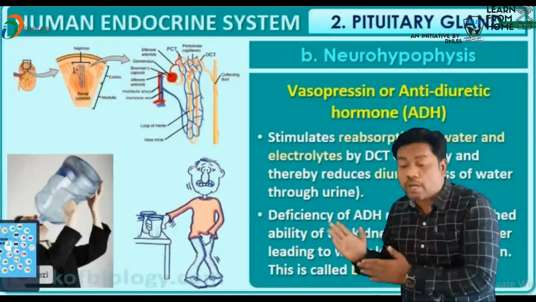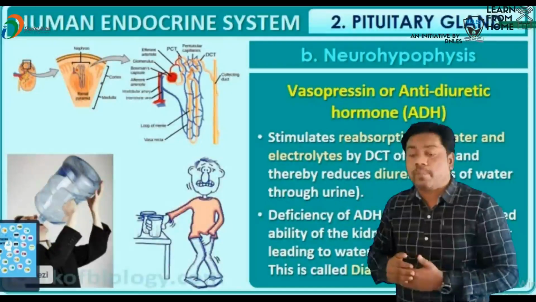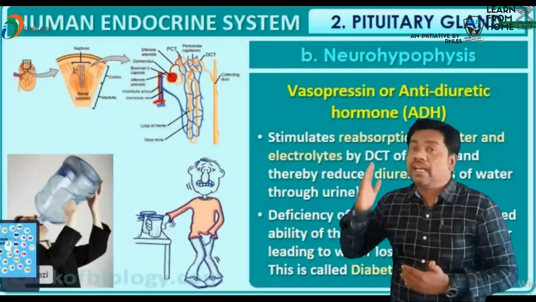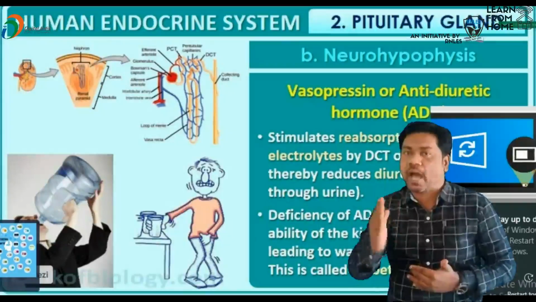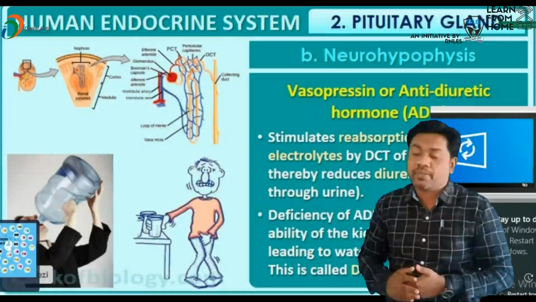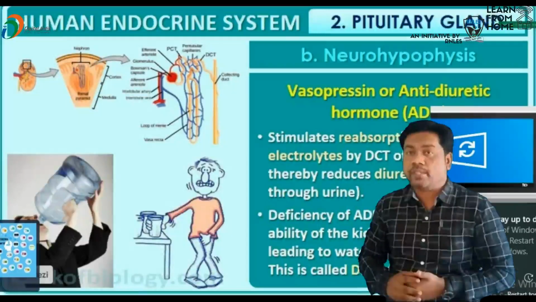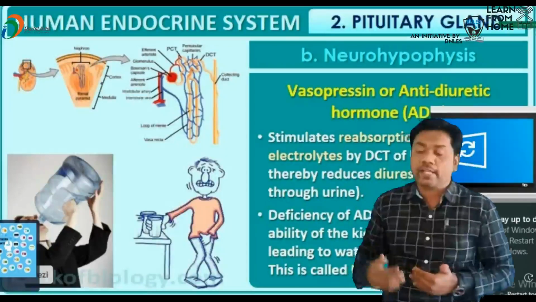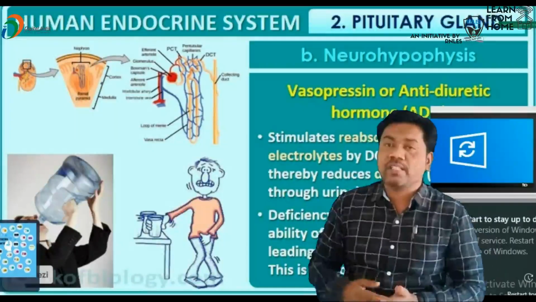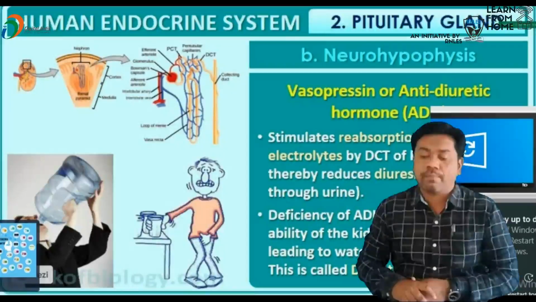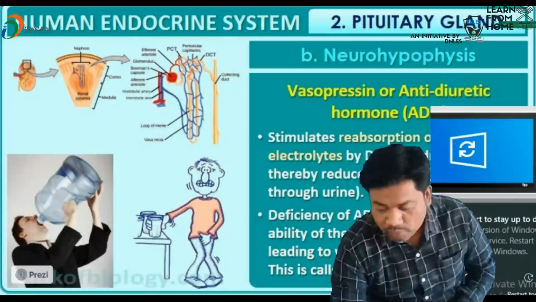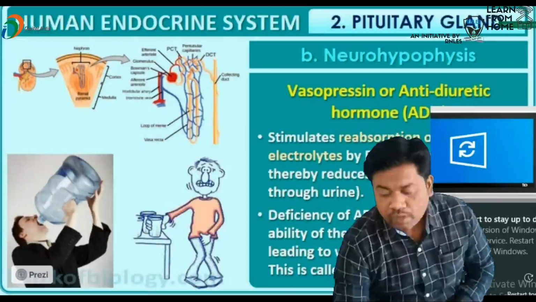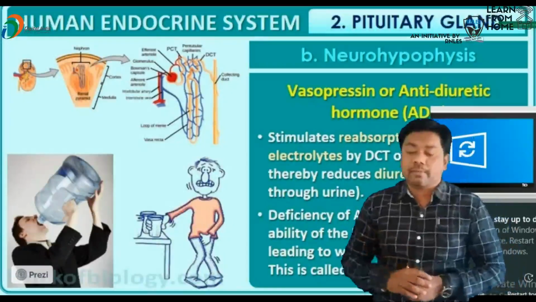This ADH hormone stimulates the reabsorption of water and some electrolytes by the DCT. DCT means distal convoluted tubule, and thereby it reduces diuresis. Diuresis means an excess amount of urination. That diuresis is prevented with the help of a hormone known as the anti-diuretic hormone. This is very important for competitive examinations.